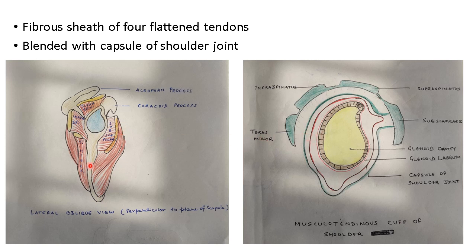And this is the cut section of the glenohumeral joint, where you can see on the outermost side the flattened tendons of the four muscles: the subscapularis, supraspinatus, infraspinatus, and teres minor. They combine and form a cuff-like structure around the joint capsule, that is the capsule of the shoulder joint, and this is adhered to the capsule. That is why it provides support and strength to the glenohumeral joint.